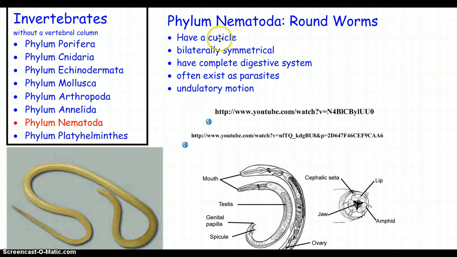They also have a cuticle like plants, which helps them from drying out, and it is also another non-living layer. They're bilaterally symmetrical. They have a complete digestive system, which means they have a mouth and their digestive tract is basically a big tube that goes from mouth to anus. They often exist as parasites, and they use undulatory motion, which is a thrashing from side to side. They'll contract one side of their bodies and relax the other one, and then they'll do the opposite. It just makes them thrash from one side to the other. They're not very good at going in a certain direction because of the way that they move.